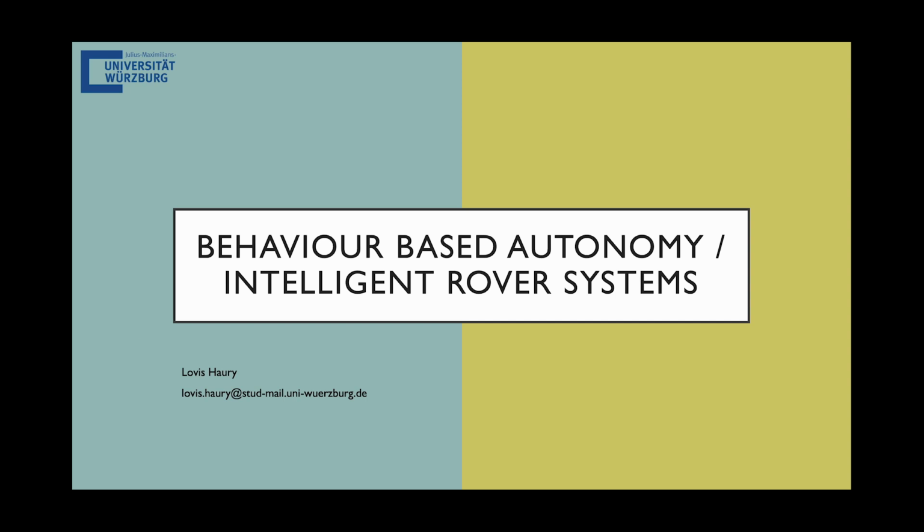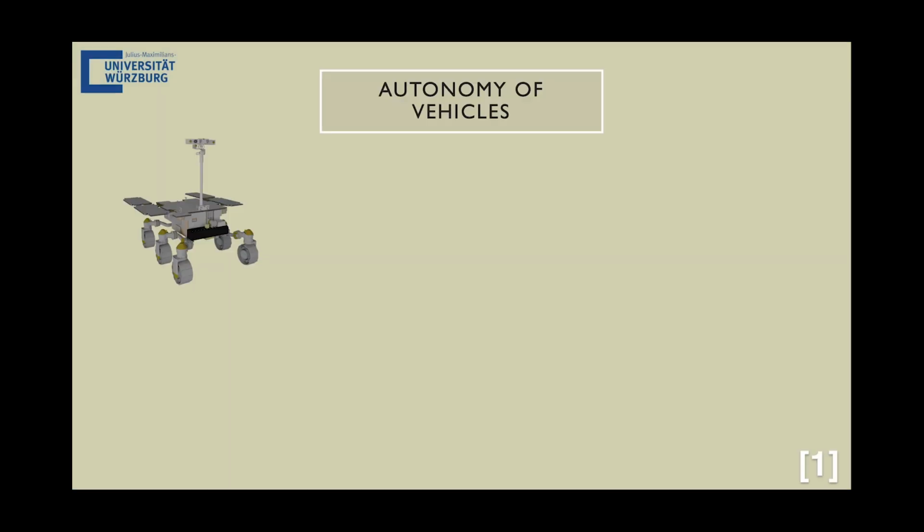This video is about autonomous rovers, especially looking into behavior-based autonomy and the different forms of intelligent rover architecture. To understand the differences of these designs, it is helpful to start with an example. Let's take a look at this problem.